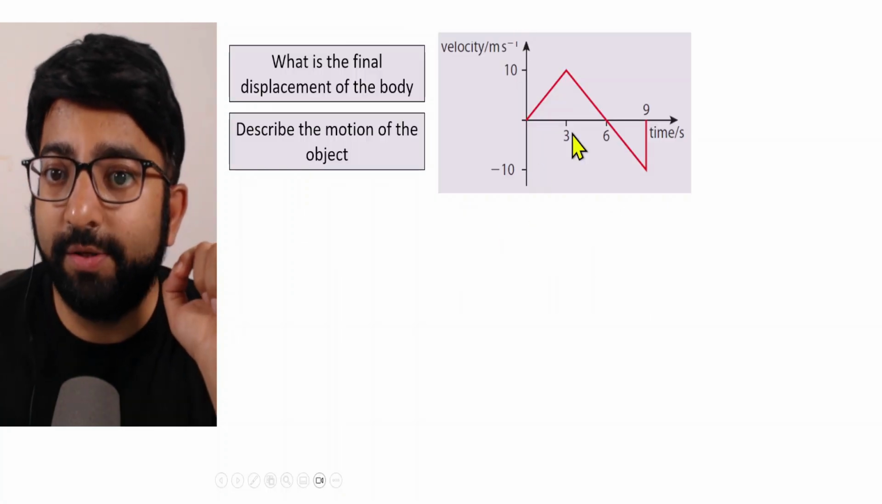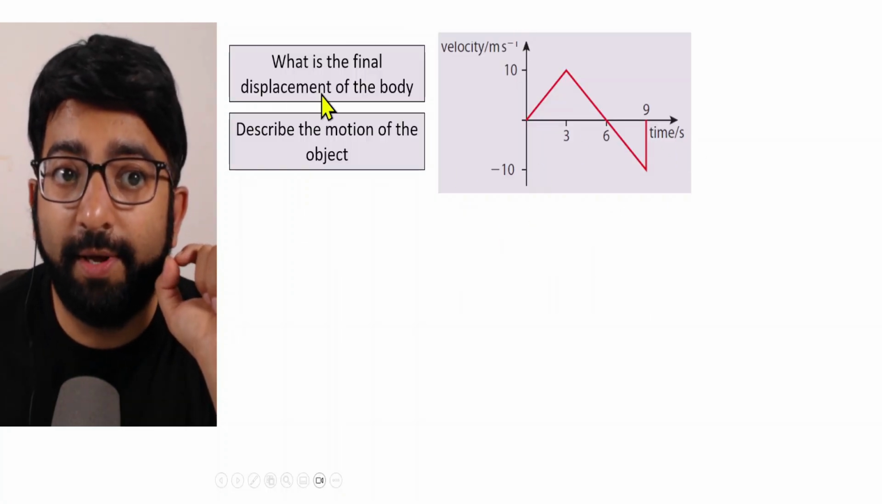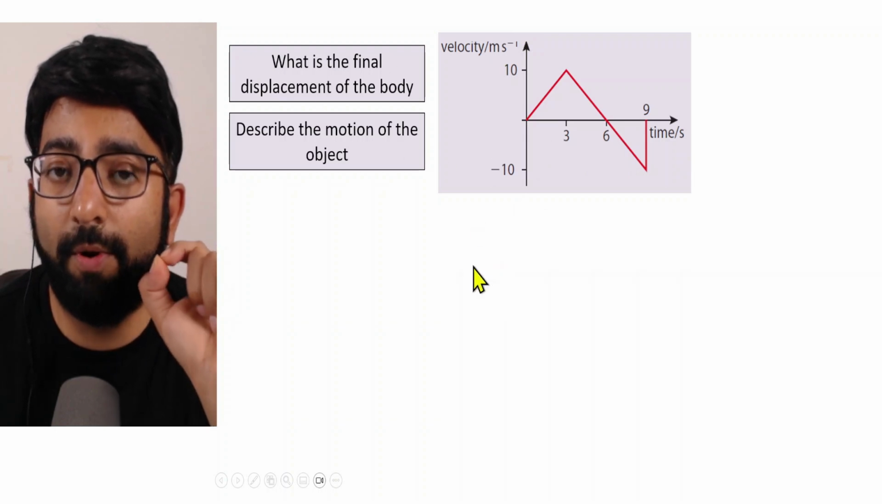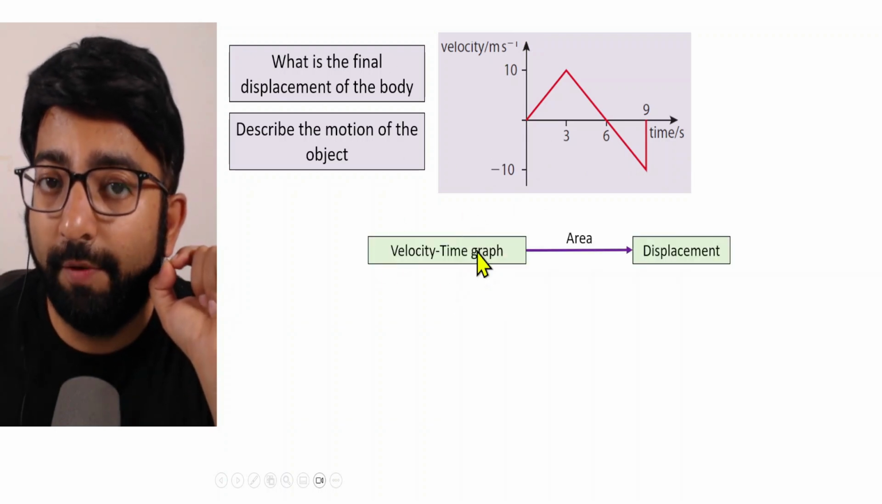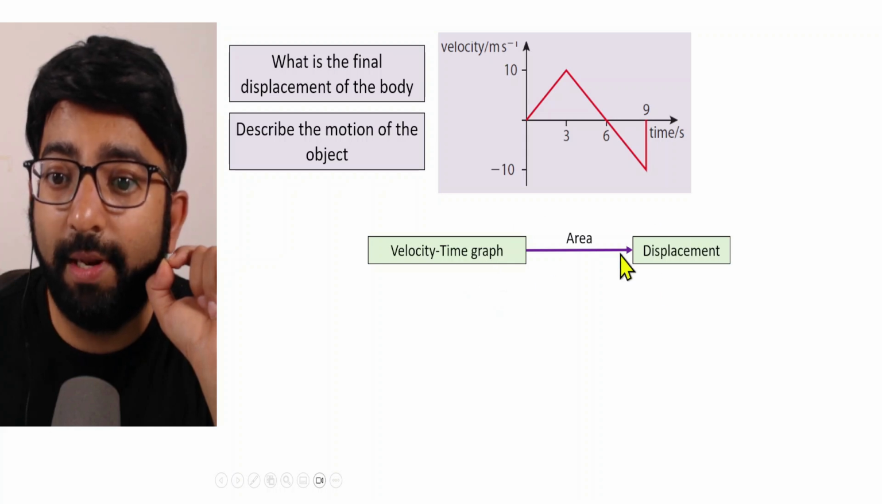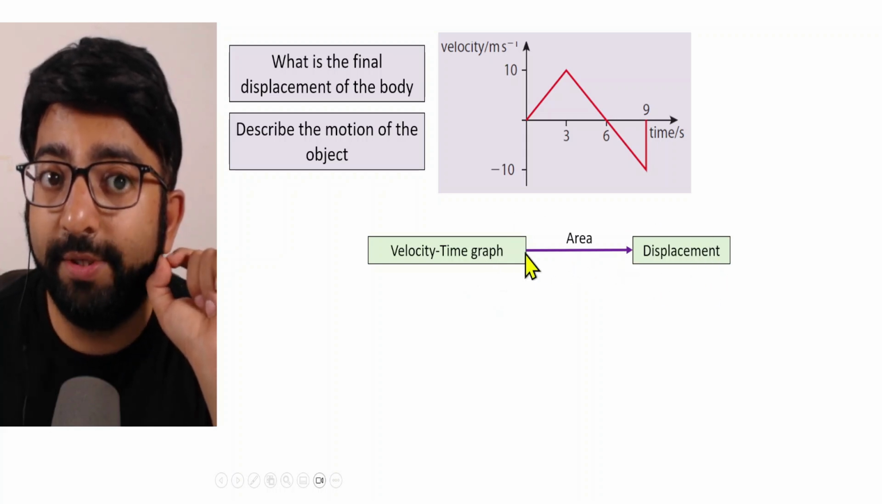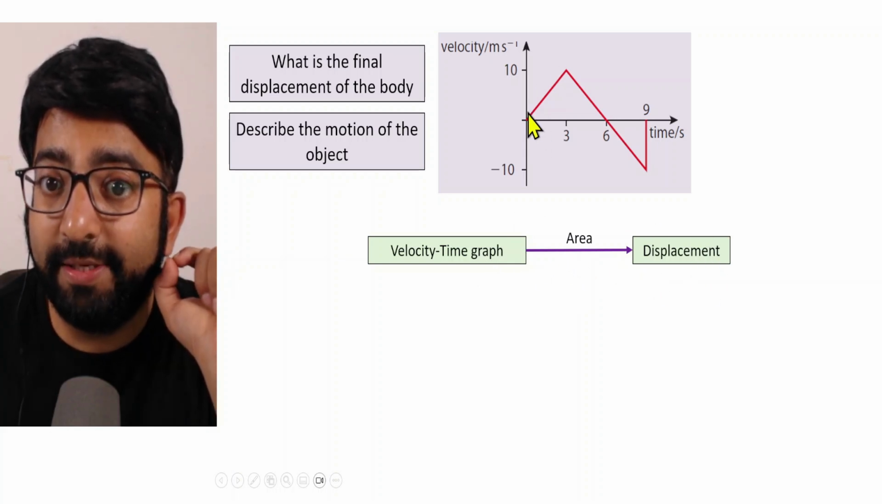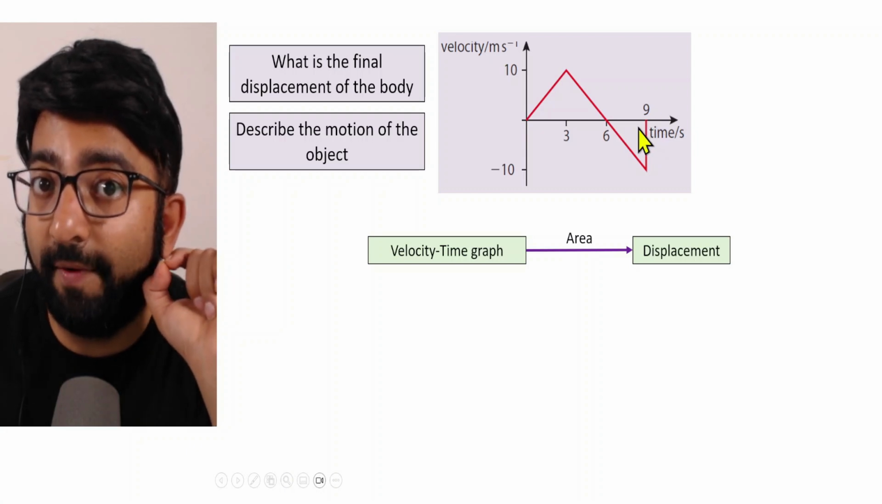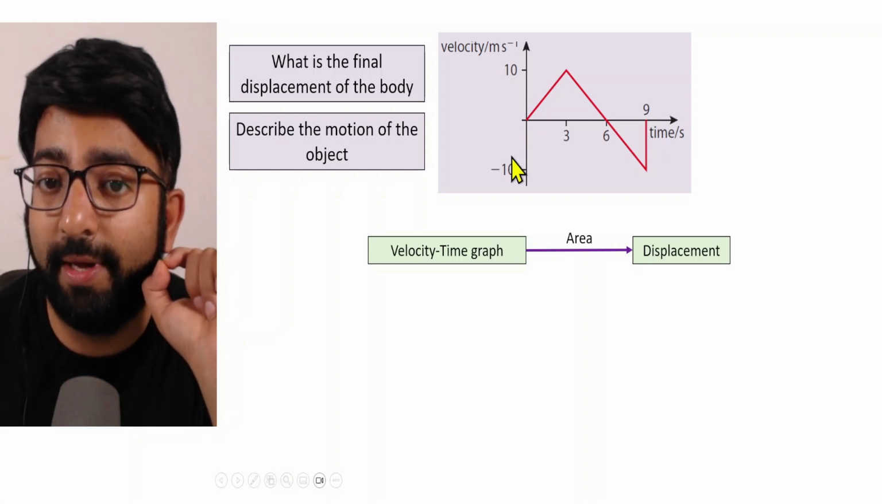In this question, a velocity time graph is given. We need to figure out the final displacement of the body. Remember the rule, if you have a velocity time graph and we need to figure out the displacement, all we need to do is area under the graph. Now, in this case, total time is 9 seconds. How do we find the area? First, let us try to shade that region.